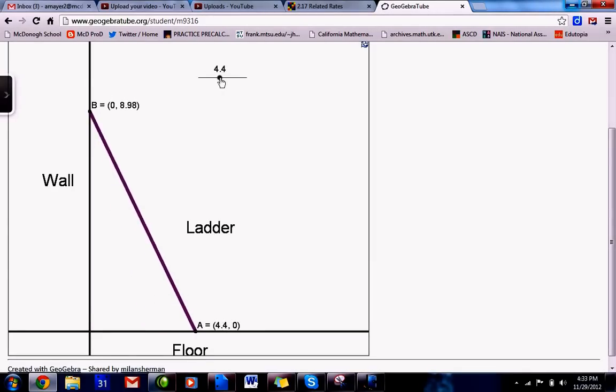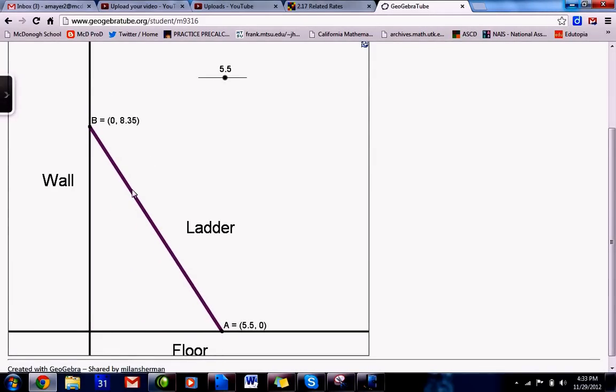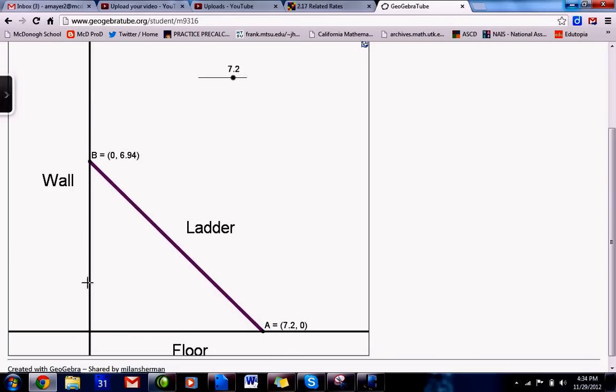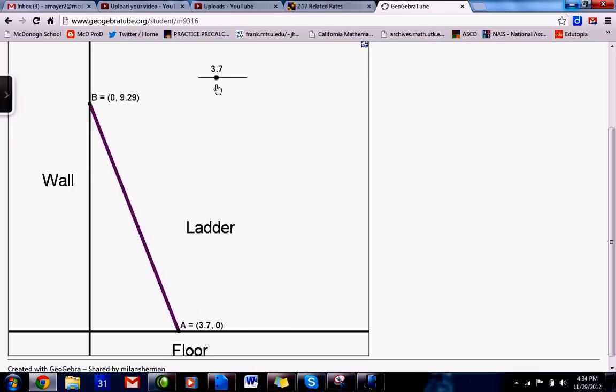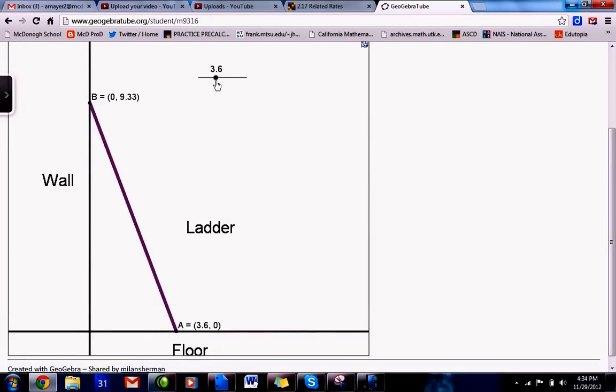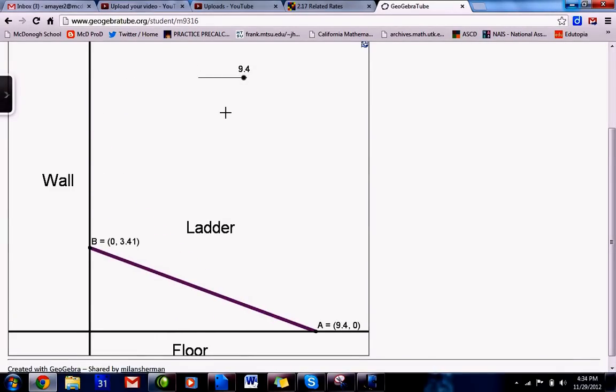As that ladder slides, the first thing to note is that the length of the ladder is always 10, so that's not changing. But what is changing is the length from the ground to the top of the ladder, and from the corner of the wall to the base of the ladder. Those lengths are changing as the ladder slides. In this problem, they're called B and A. At this particular moment, A is 7.2 and B is 6.94. What we're trying to do is figure out how quickly things are changing at a particular moment. So that's a nice little visual.